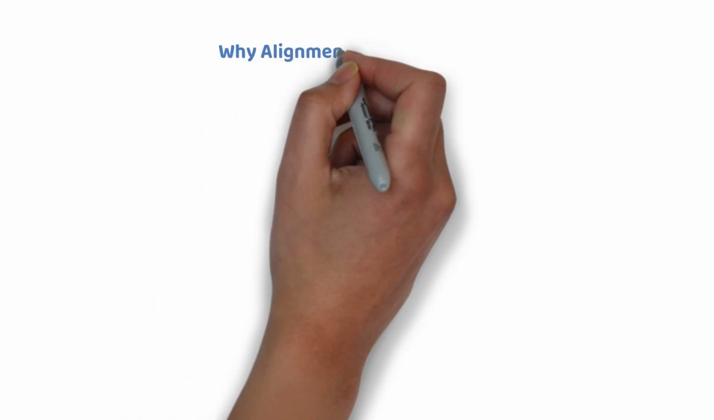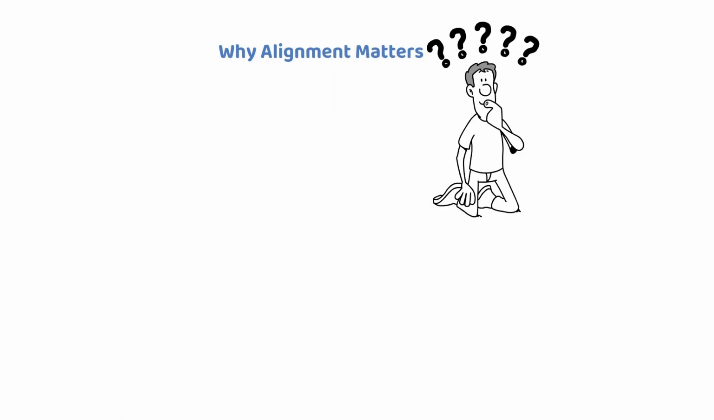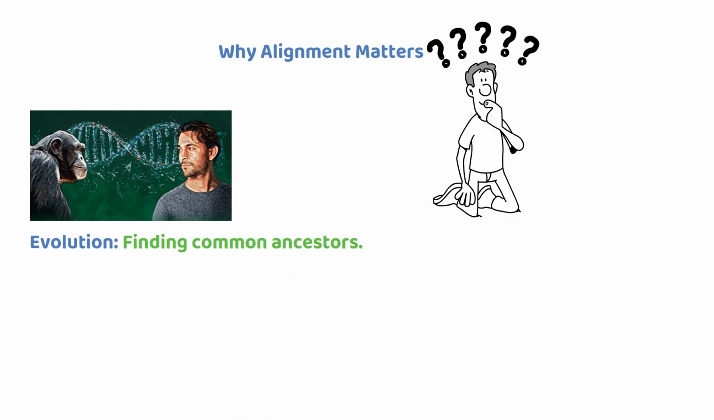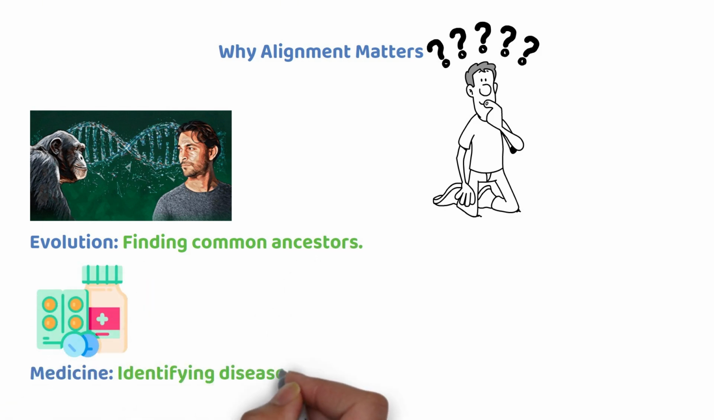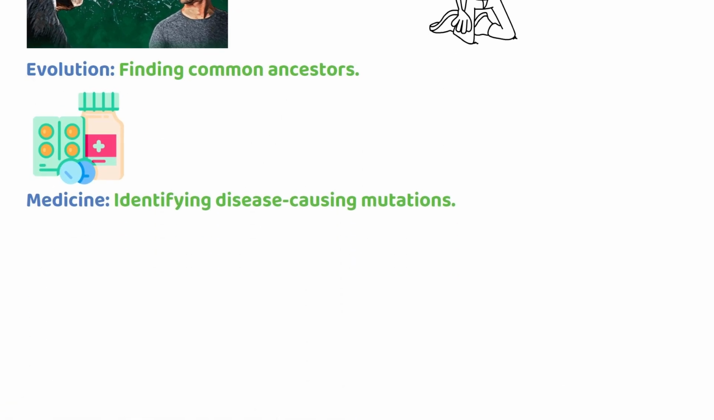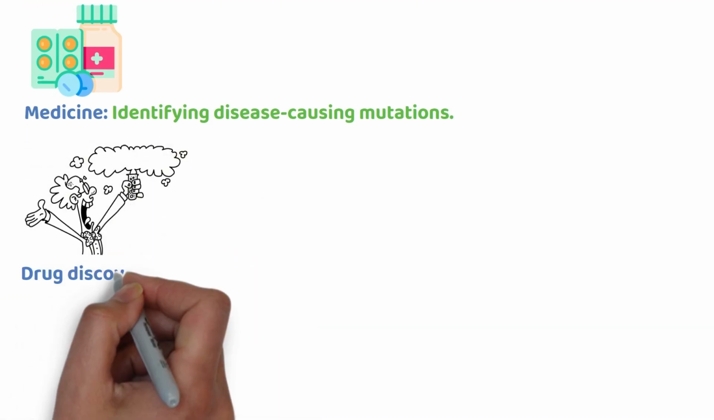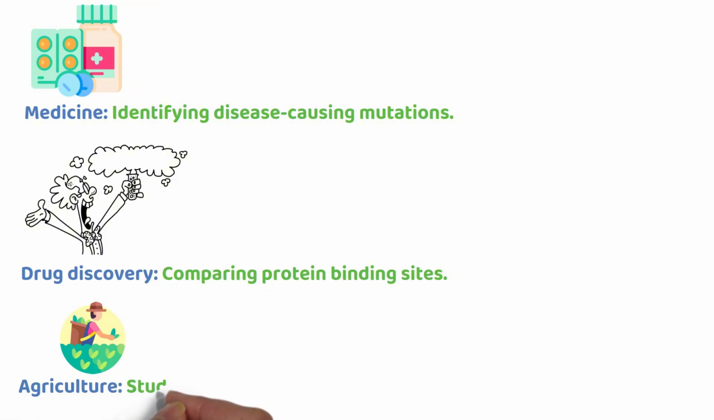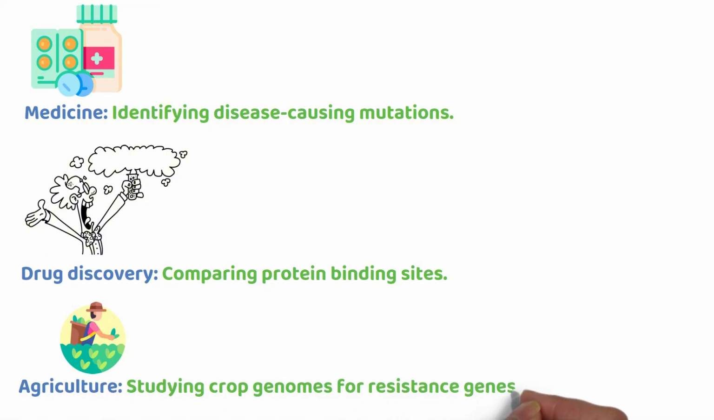Why does alignment matter? Alignment is not just theory, it is applied everywhere in biology. Evolution: finding common ancestors. Medicine: identifying disease-causing mutations. Drug discovery: comparing protein binding sites. Agriculture: studying crop genomes for resistance genes.